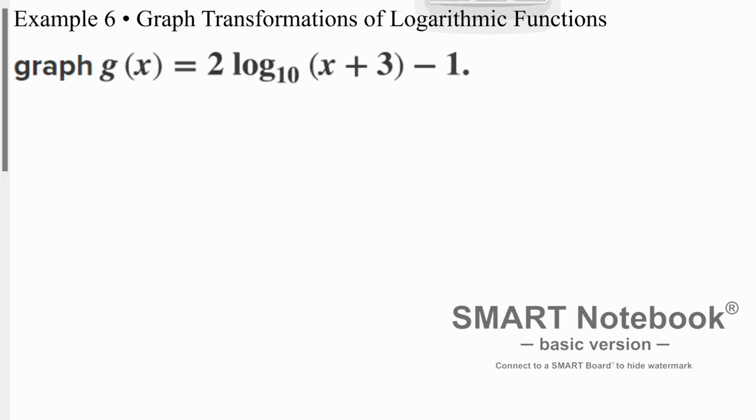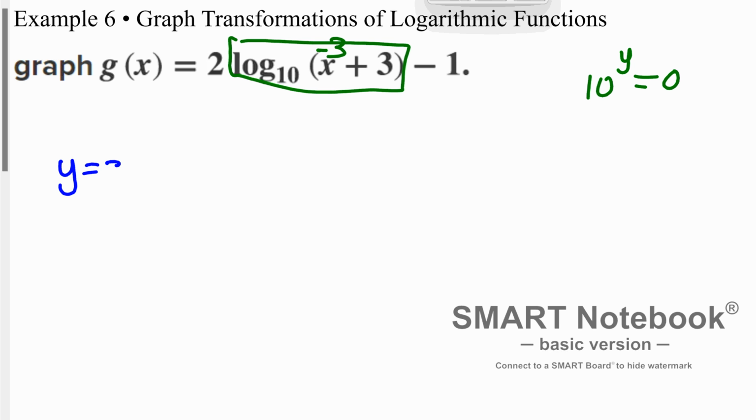See, there's a pattern here. Log base 10 of this. It's like, no, I can't plug in -3 because 10 raised to what is 0 never happens, right? So that's my vertical asymptote, which is y equals -3. So 1, 2, 3. It's never going to cross that line.